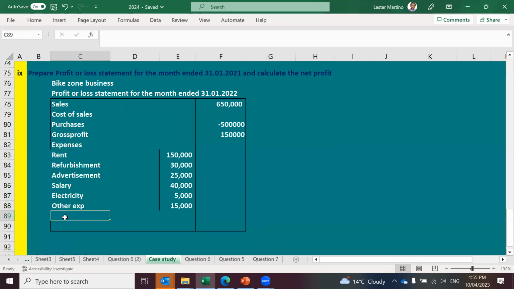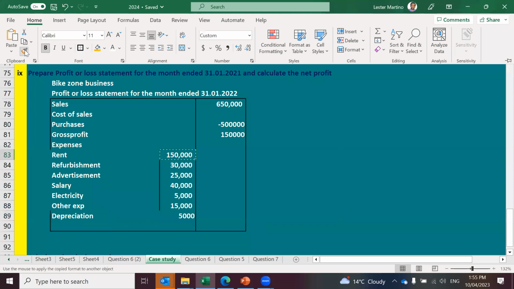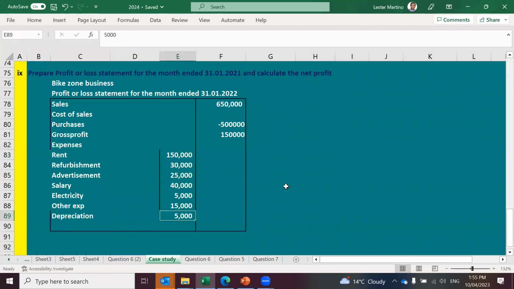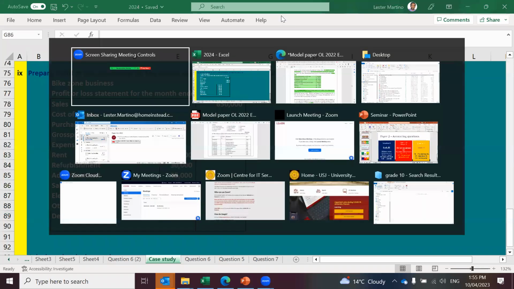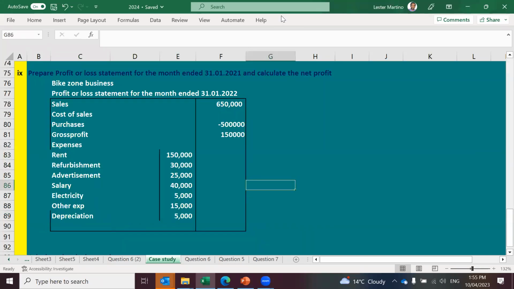And then write it down depreciation. If you have a doubt, you can ask questions. Interest for the month. Loan interest for the month. Very good question. Okay. Good question.